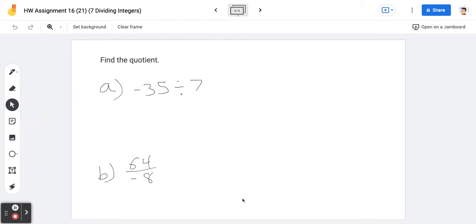All right, so let's go through and find some quotients, making sure that our signs are correct. So we have negative 35 divided by 7. So a negative divided by a positive. Well, negative 35 divided by 7, we should know, is negative 5. 35 divided by 7 is 5, and it's a negative divided by a positive, so we know it's going to be a negative. 64 divided by negative 8, positive divided by a negative, is negative 8.